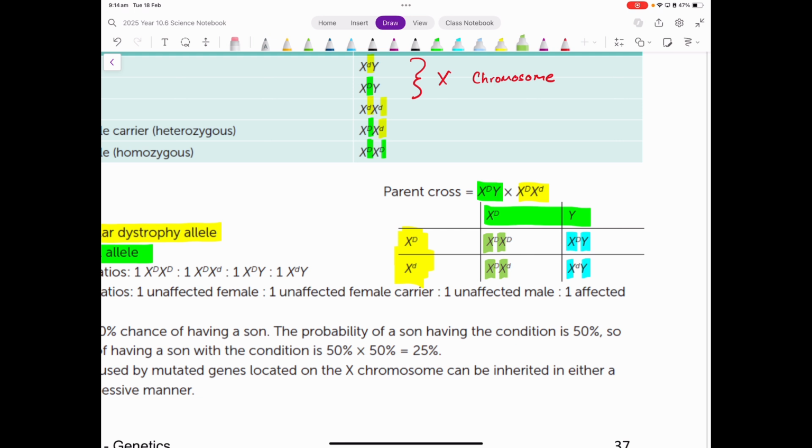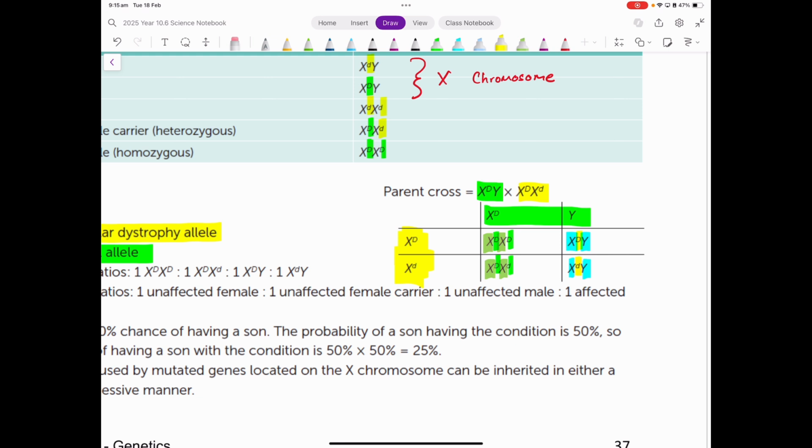And then when we look at the traits themselves, if I go back to this one here, there is a 25% chance or a ratio of 1 unaffected female with the genotype of homozygous dominant. There is going to be 1 heterozygous carrier female. There is going to be 1 unaffected male. And lastly, there will be 1 affected male as well. All right.